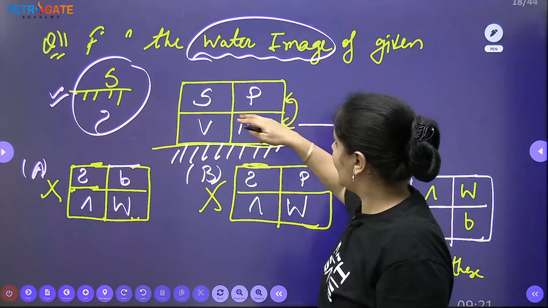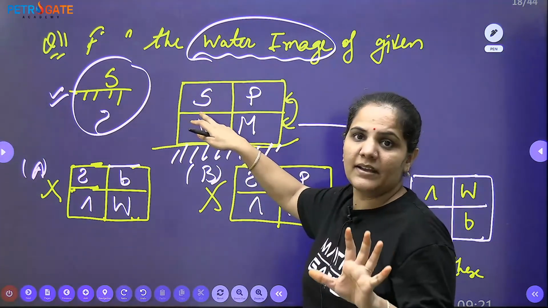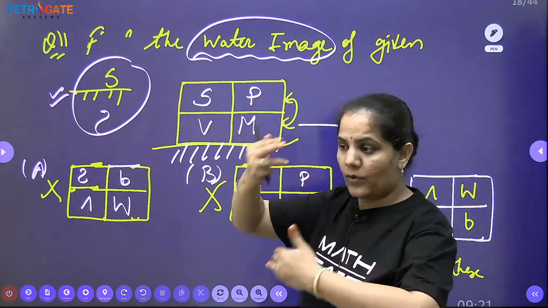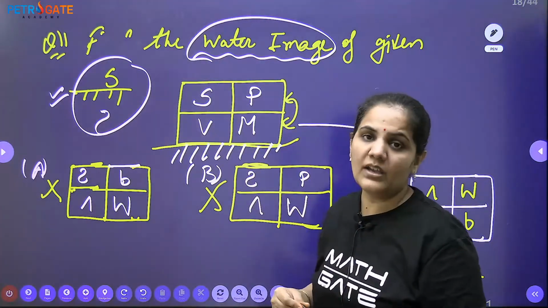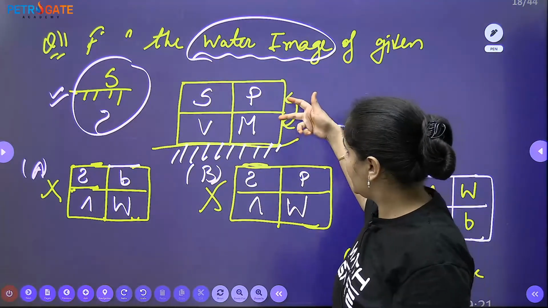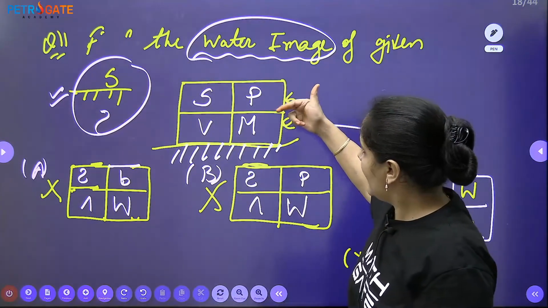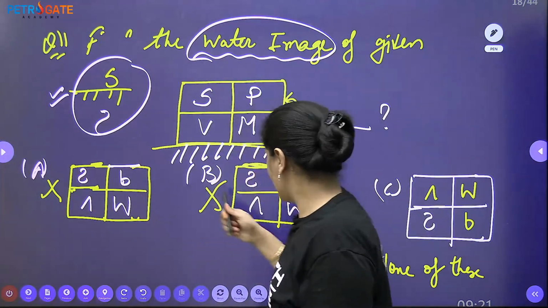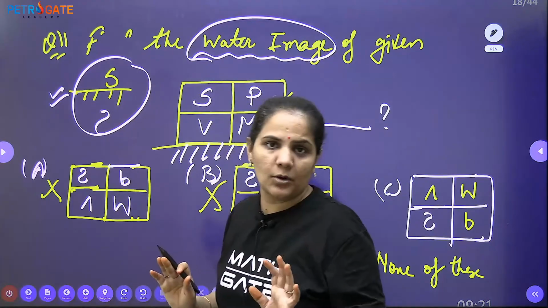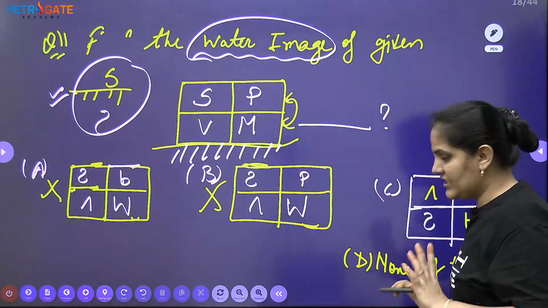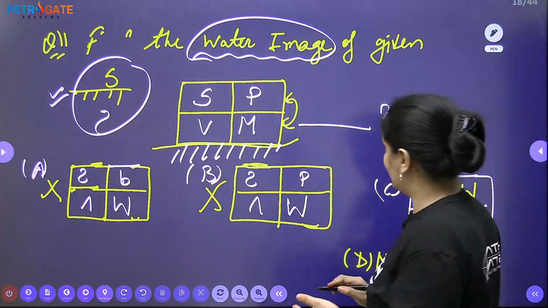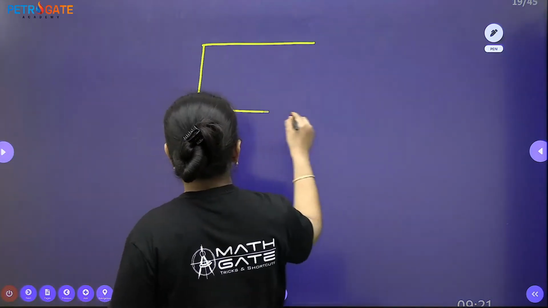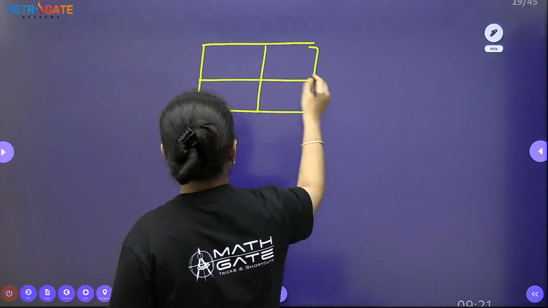So we can see here, in the actual image, S and P are in the upper portion. After the flip, after the rotation, V and M will be on the upper side. Here we can see S and P are on the upper side, so these two options are not possible. Now either it is C or it is D. So yes, let's check it out. Let me write down here only, so we can exactly get the figure.